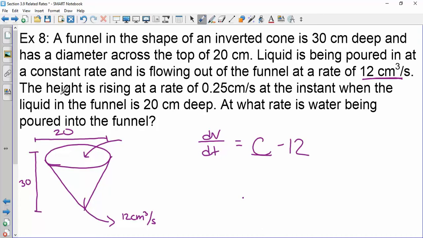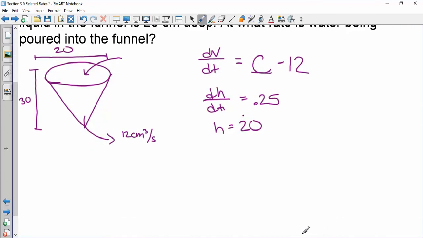The height is rising at a rate of 0.25 centimeters per second. What is that? dH/dt is 0.25. At the instant when the liquid in the funnel is 20 centimeters deep, what's that? H. At what rate is water being poured in the funnel? So we are trying to find C on this problem. Okay, so we had one yesterday, and what was the formula I gave you for volume of a cone?